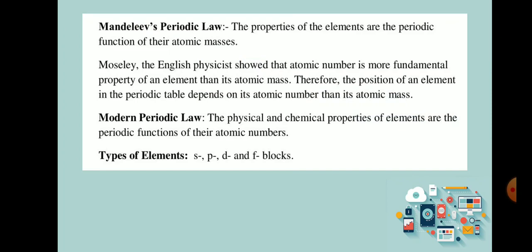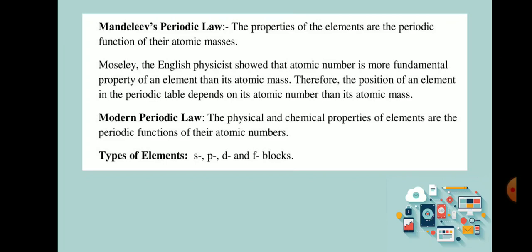There are many periodic laws based on the periodic arrangement of the elements. First law, Mendeleev's periodic law: the properties of the elements are the periodic functions of their atomic masses. Mostly, the English physicist Moseley showed that atomic number is a more fundamental property of an element than its atomic mass. Therefore, the position of an element in the periodic table depends on its atomic number rather than its atomic mass. Modern periodic law: the physical and chemical properties of elements are the periodic functions of their atomic numbers.